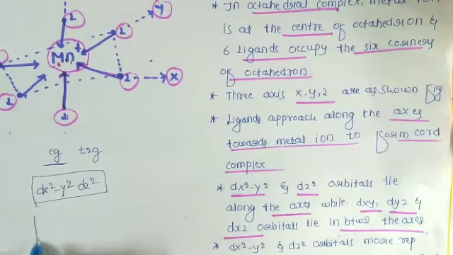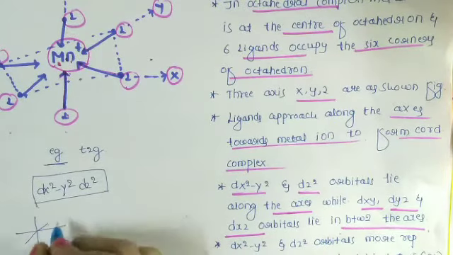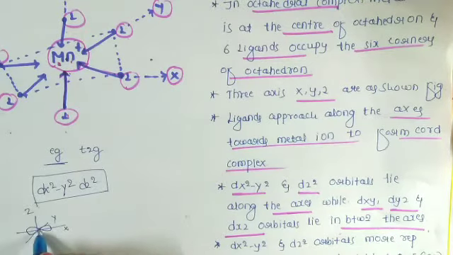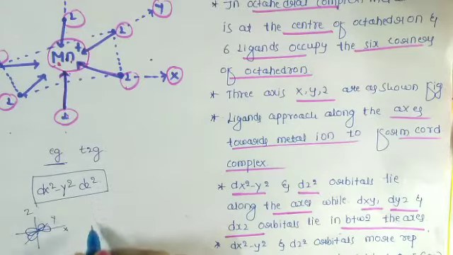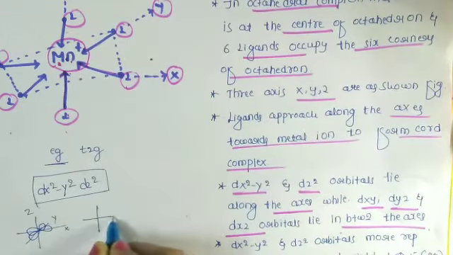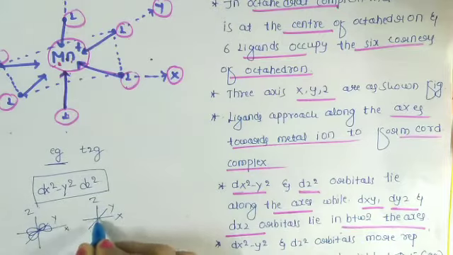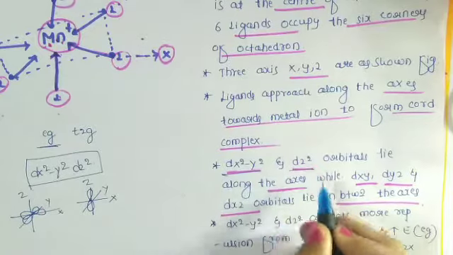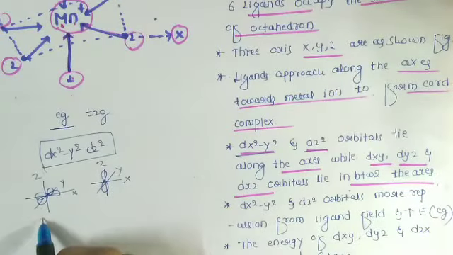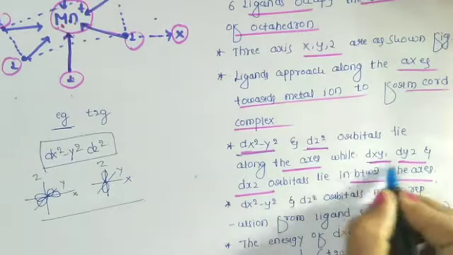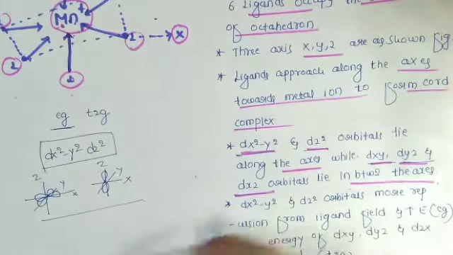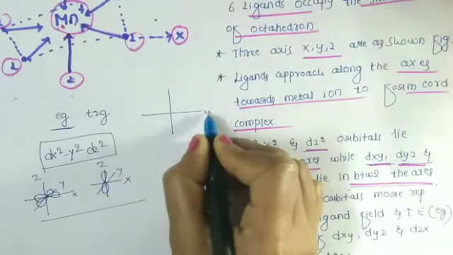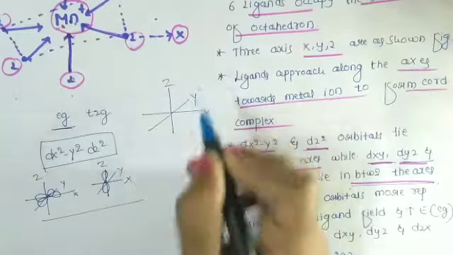As you know, for the structure or orbital diagram, we have the x-axis, y-axis, z-axis. Here dx square minus y square is along the x-axis and the y-axis, and dz square is also along the z-axis. So that's why dx square minus y square and dz square are along the axes. And dxy, dyz and dxz lie in between the axes. For dxy, here this is the x-axis, y-axis and the z-axis.